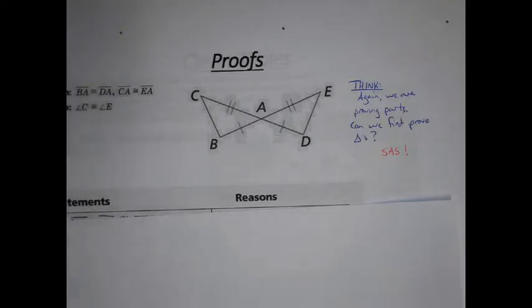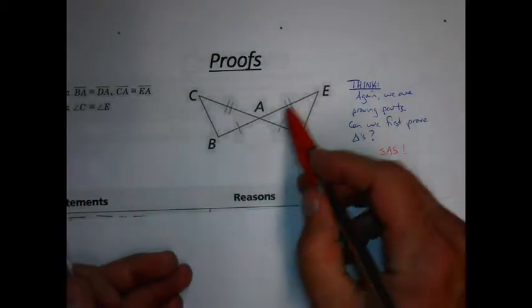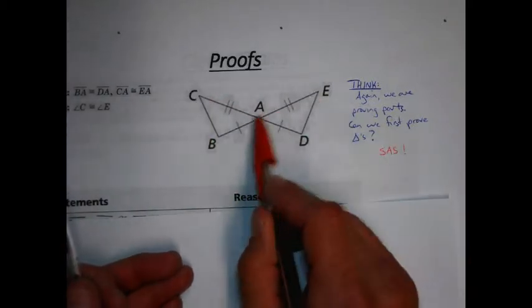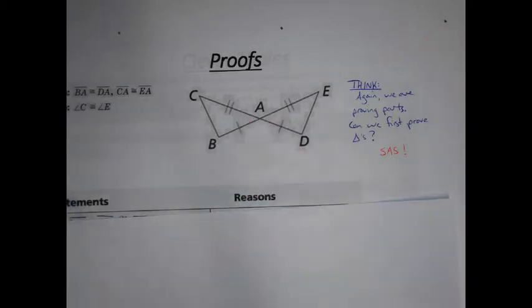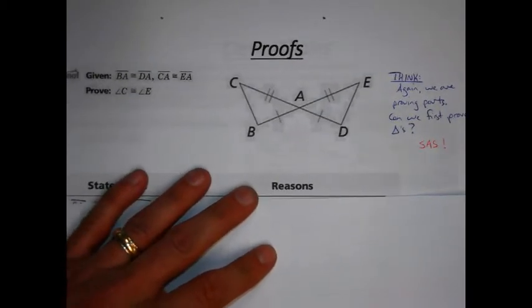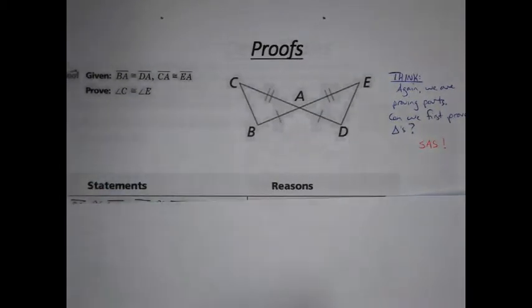This is the hard part. Y'all got to do this, right? So we have our side here and our side here, side here. We need the included angle. Can we prove that included angle congruent? Yeah, kids. Vertical angles. Remember, vertical angles are always congruent. So we have our game plan. Once we get the triangles, now we can prove the parts.